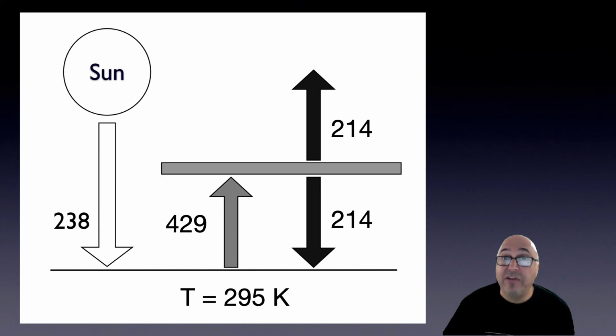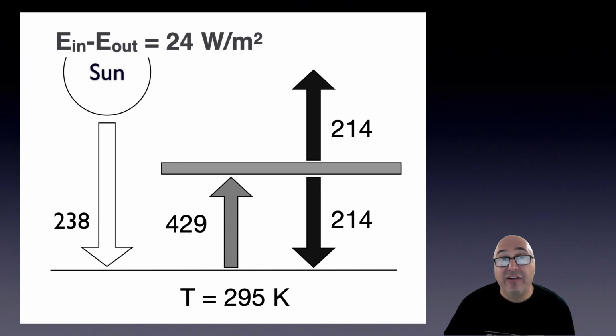So from sigma T to the fourth, we can calculate that it must be radiating 429 watts per square meter. The atmosphere absorbs this and radiates half up and half down. So those fluxes are half of 429, or 214 watts per square meter. Energy in is still 238 watts per square meter. So the energy imbalance on this planet is now 24 watts per square meter.